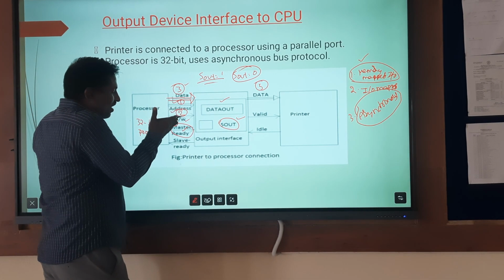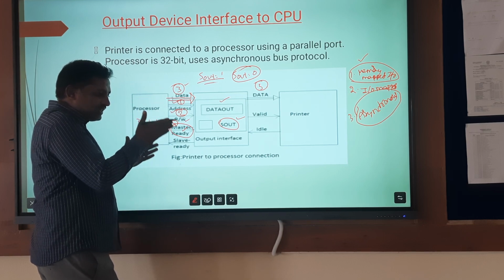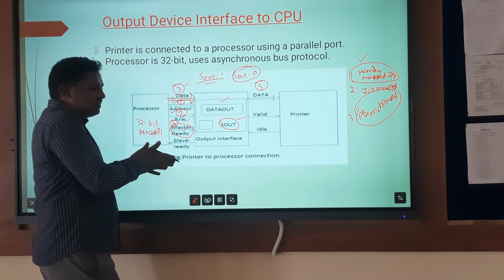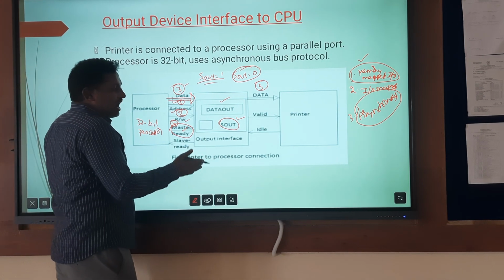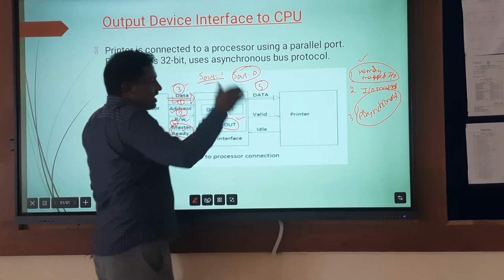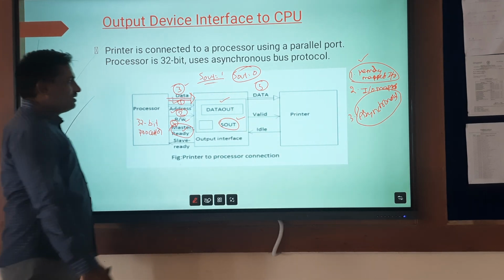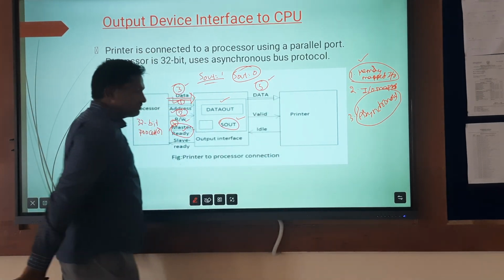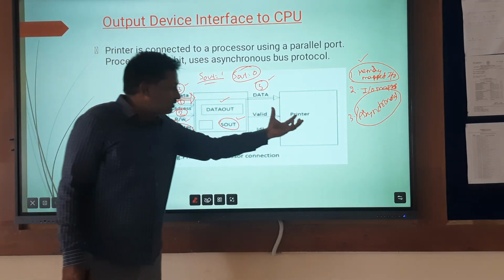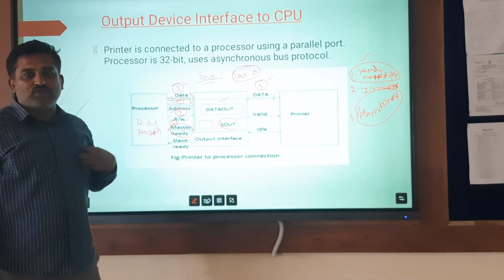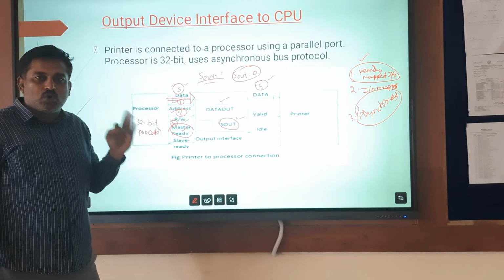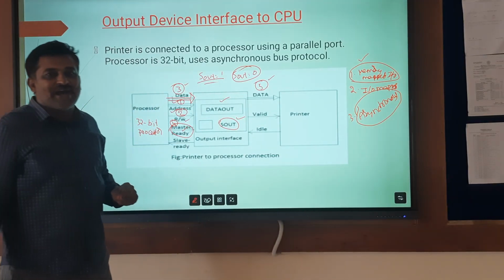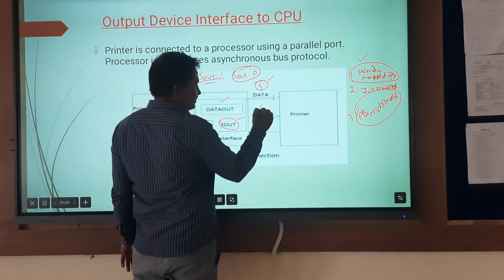Okay. Now, whatever data is placed on the data bus by the master, first it should be received by the output interface circuit and then it will go to the printer. Okay, this is my fifth step. Next, the printer wants to receive the data from the data bus. Before that, the printer has to know whether the data is valid or not. So, this is my sixth step.